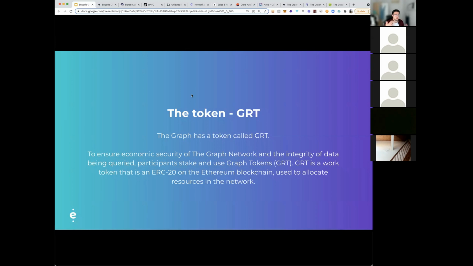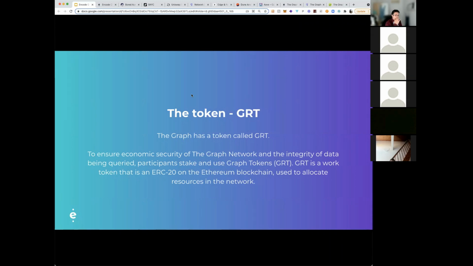So you want to use it to maintain economic security of the graph network and the integrity of the data. In simple terms, if you're going to have people performing roles on the graph network, you want to verify that they are trustworthy people. One simple way to do that is for them to stake a token that has some economic value, and that is the graph token. It's a work token, and it is an ERC20, which means it runs on the Ethereum blockchain.